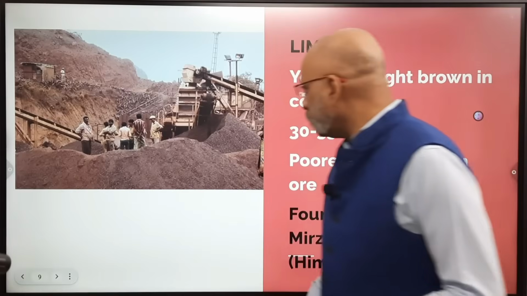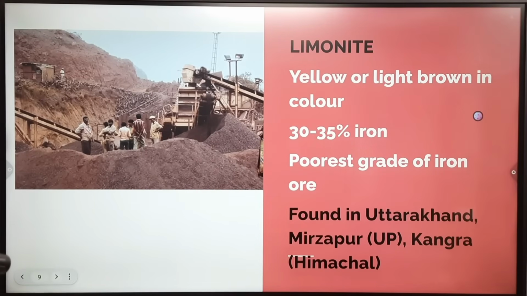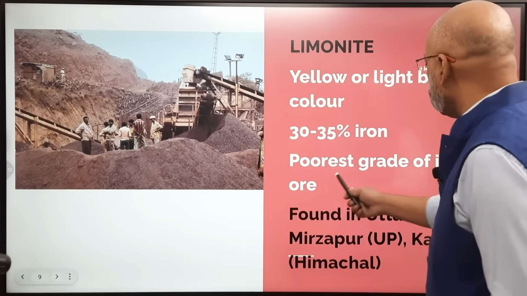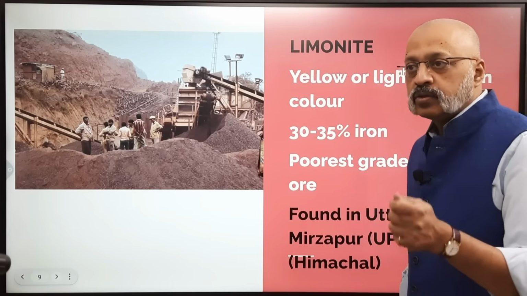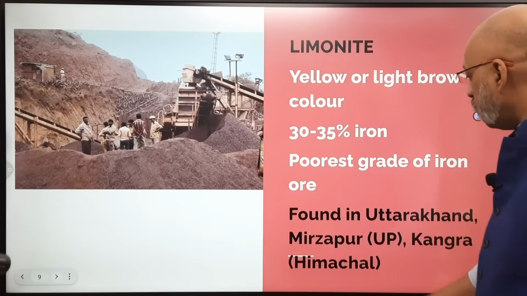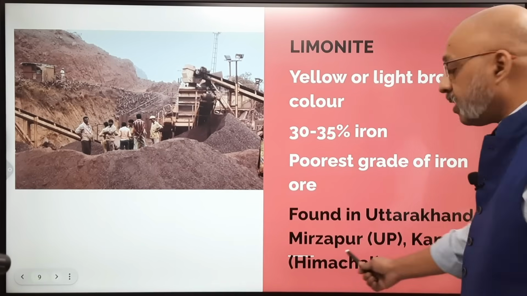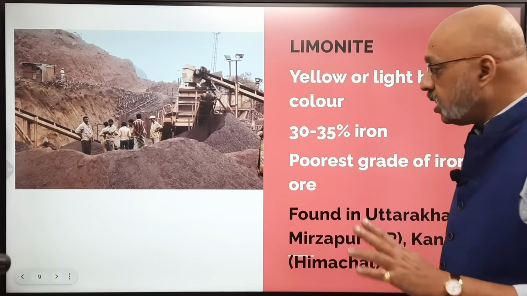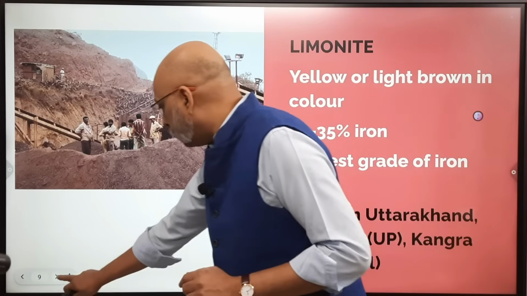Let's next come to limonite. Now limonite, if you see, is yellow or light brown in color. It is the poorest grade of iron ore because it contains only 30 to 35% of iron. And where is it found? It's found in Uttarakhand, in Mirzapur of Uttar Pradesh, and Kangra Valley in Himachal Pradesh. Okay, so these are the three varieties of iron ore that you need to know about.